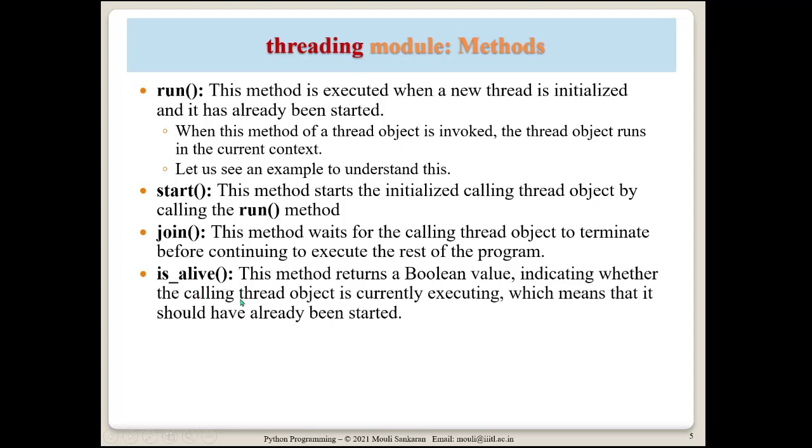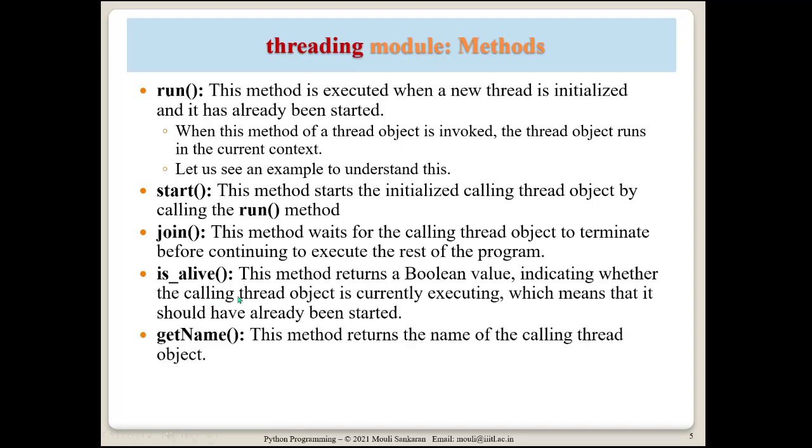So what is is_alive? is_alive is a method we call on a thread object. It will return a Boolean flag to say whether that particular thread you are calling it on is alive right now or already terminated. If it is already terminated, as I told you, it will be in a zombie state, and then you will get a false flag returned from this is_alive function.